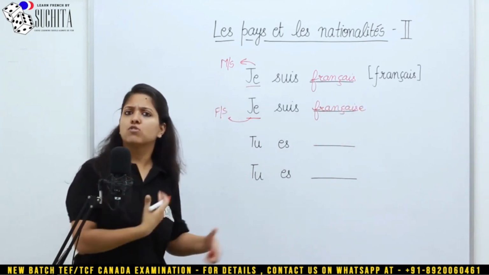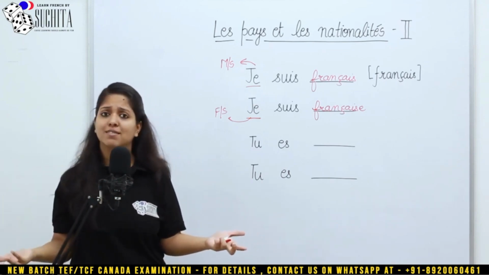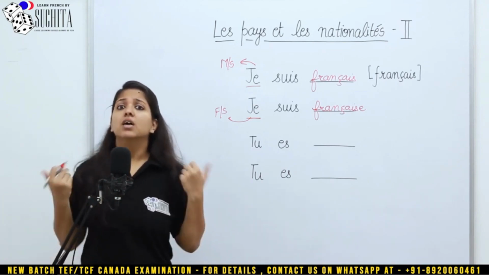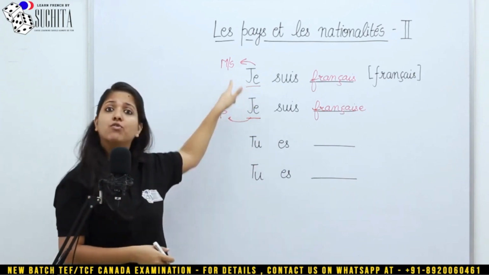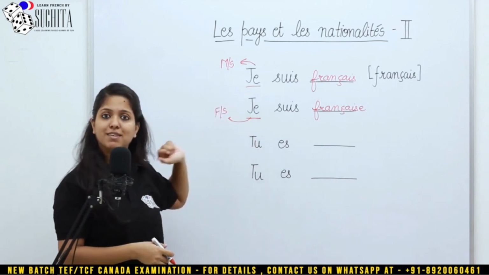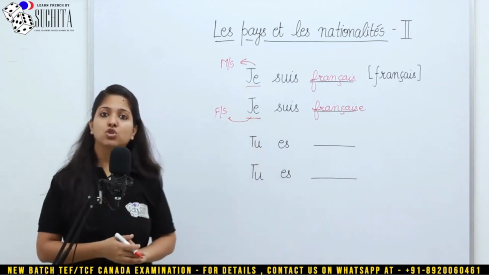So both are correct. Je suis français, je suis française. Both of them are right. If a male is saying that I am French, he would use this. And if a female is saying I am French, she would use this. Next. Tu es. You are French.